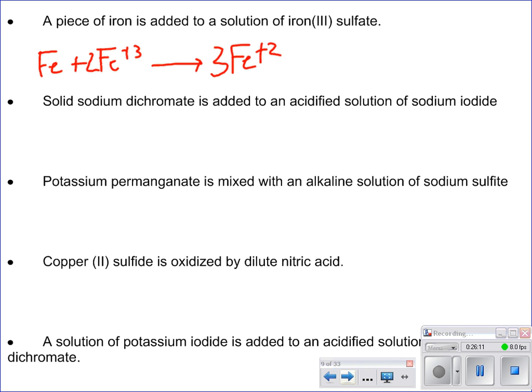Okay, solid sodium dichromate. What do we write? It's solid. This is where you include the group 1, in a scenario like this. Na2Cr2O7 is added to acidified sodium iodide. It's a solution of sodium iodide, so what do we write? No Na. It's a group 1, just the I minus. It's okay to write the Na down, but you're just wasting your time. That's why I'm trying to make this a shortcut.